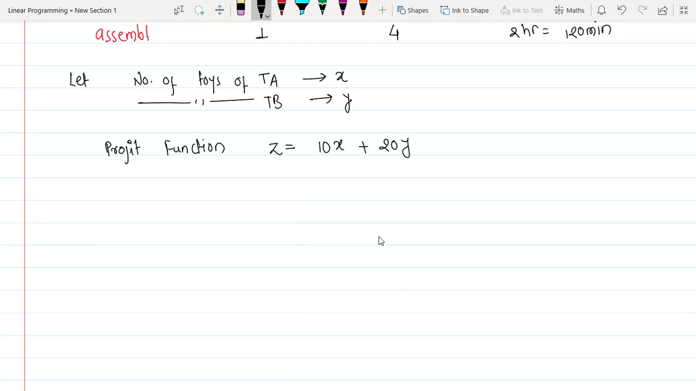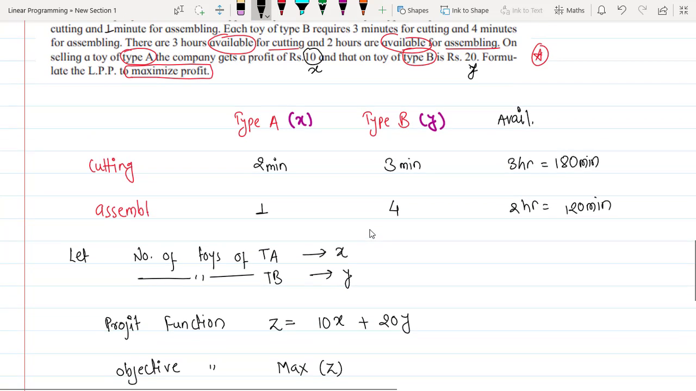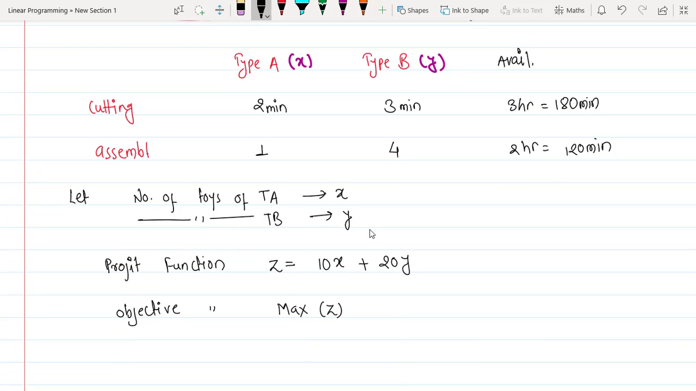But what is your objective function? The objective function is that I want the maximum of z, the profit function. Now what are the constraints available? Maximum availability for cutting is 180 minutes, so what inequality sign do you get? Of course, less than or equal to. Maximum availability is 120 for assembling, so again less than or equal to.